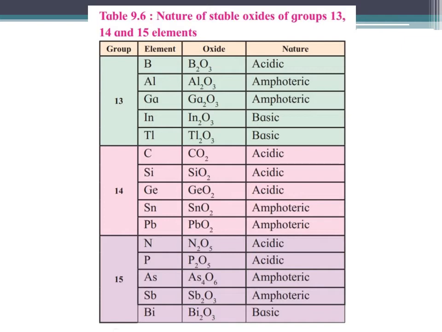So the oxide of boron is acidic. Then students, coming down, aluminium, gallium. The nature of the oxide of aluminium and gallium is amphoteric. Then coming to indium and thallium, the nature of the oxide is basic. So students, as you are coming down, the metallic character goes on increasing, and that is why, my dear students, the oxide goes on becoming basic.